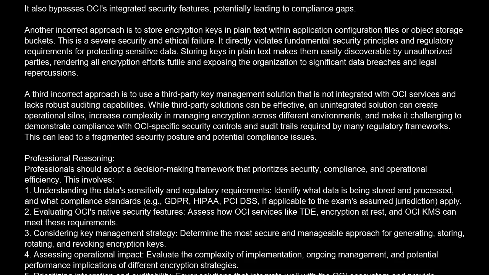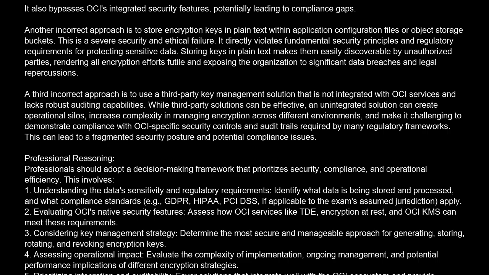Another incorrect approach is to store encryption keys in plain text within application configuration files or object storage buckets. This is a severe security and ethical failure. It directly violates fundamental security principles and regulatory requirements for protecting sensitive data. Storing keys in plain text makes them easily discoverable by unauthorized parties, rendering all encryption efforts futile and exposing the organization to significant data breaches and legal repercussions.